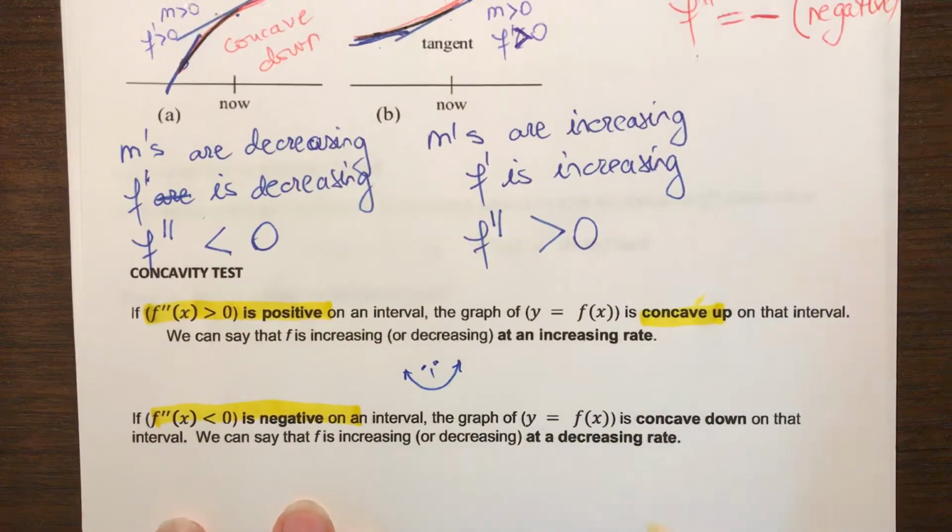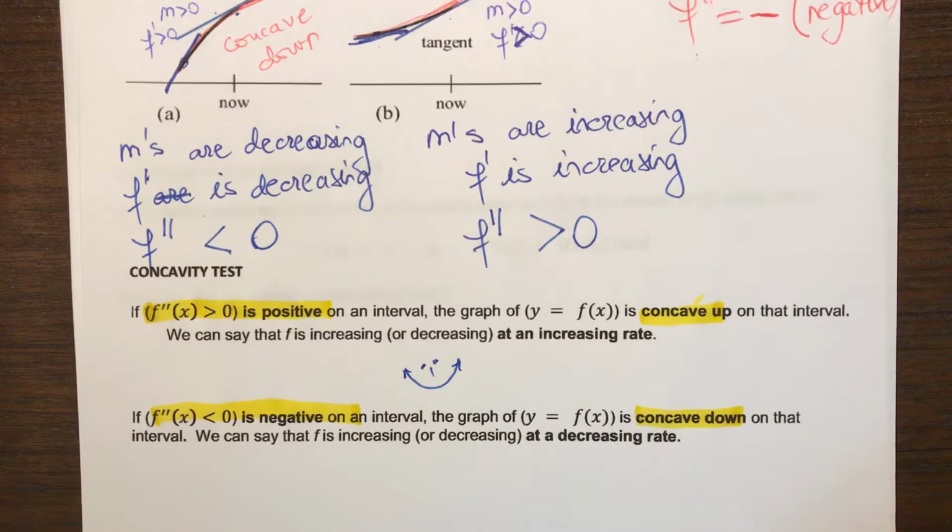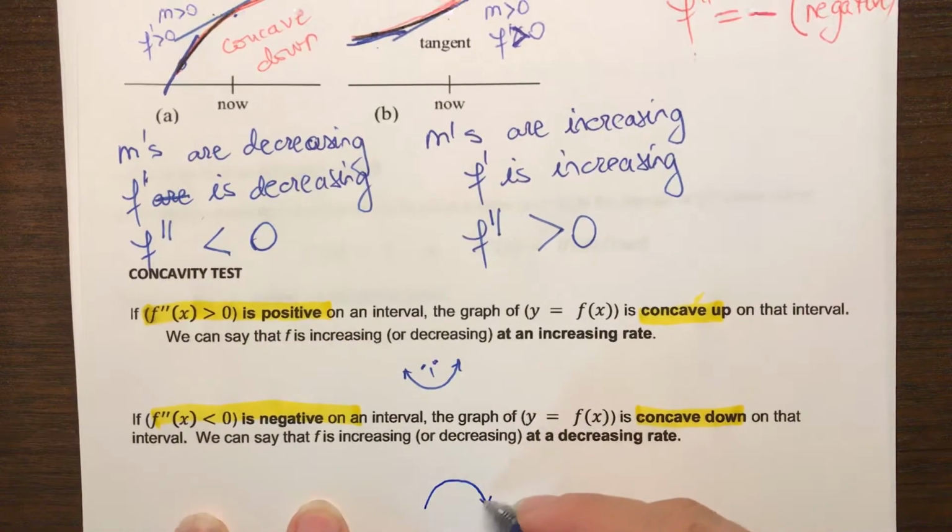On an interval, we say the graph is concave down. In other words, the function is increasing at a decreasing rate. So the rate is decreasing, the second derivative is negative, sad face. Okay, there it is. That's what it means.